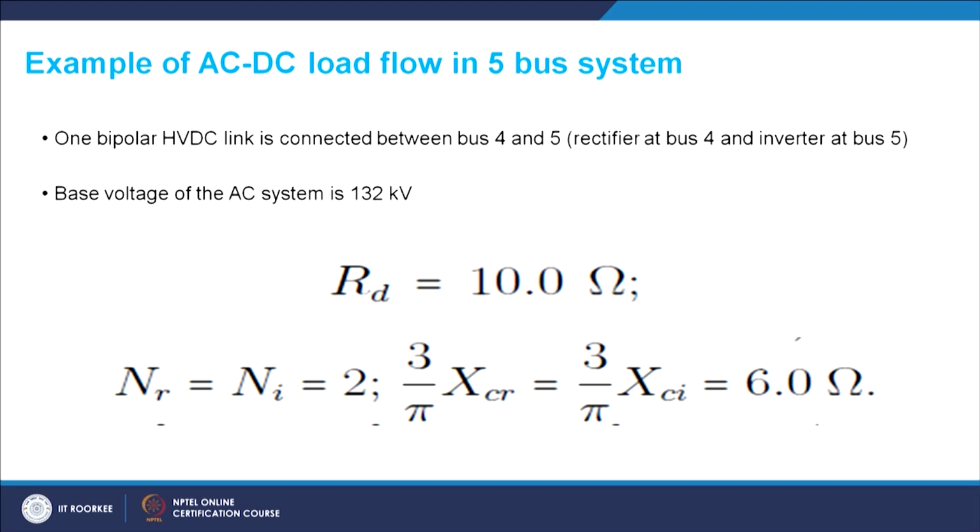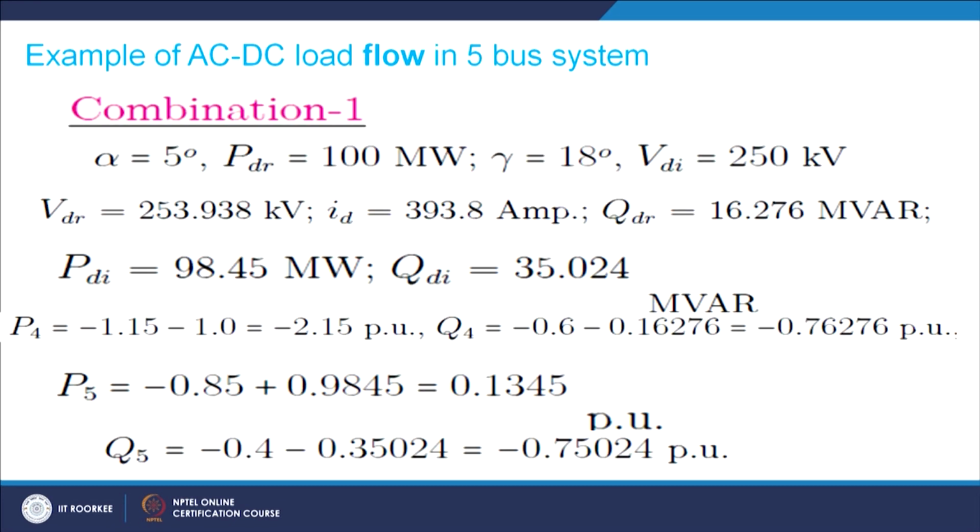This is equal to 6, that is 3 by pi, this is 6. Now, the first combination, what I have said, that in the combination alpha we have assumed 5 degree, PDR 100 megawatt, alpha 18 degree, gamma 18 degree, the extinction angle, VDI this.